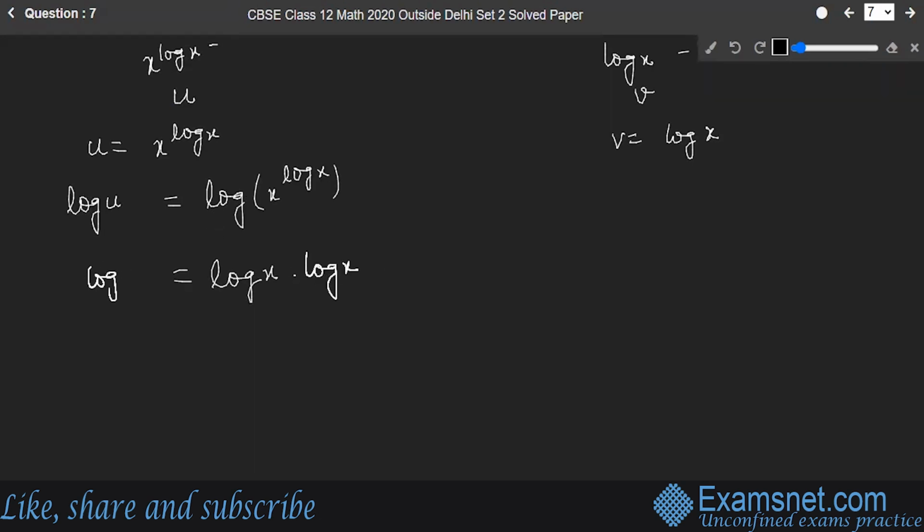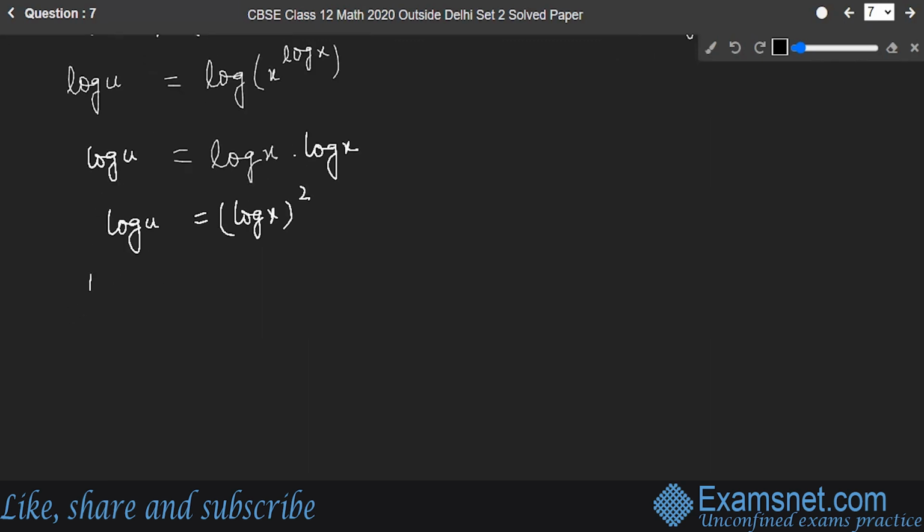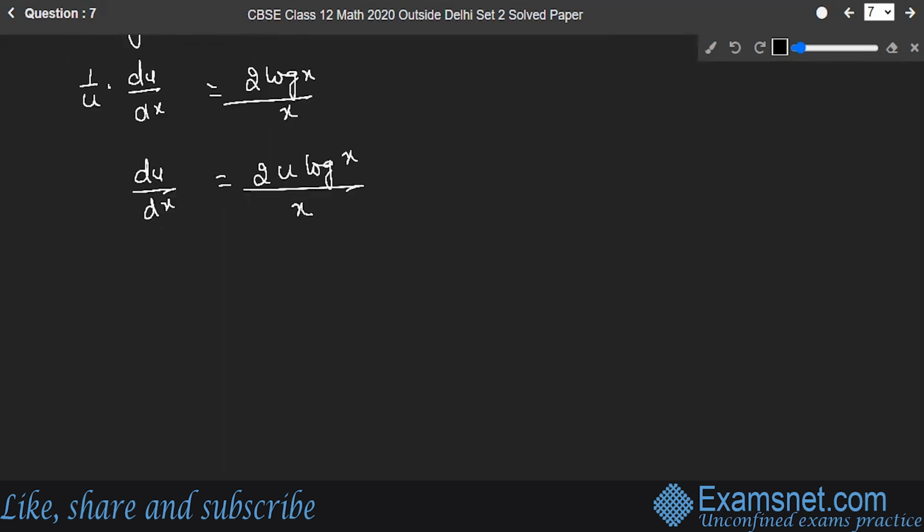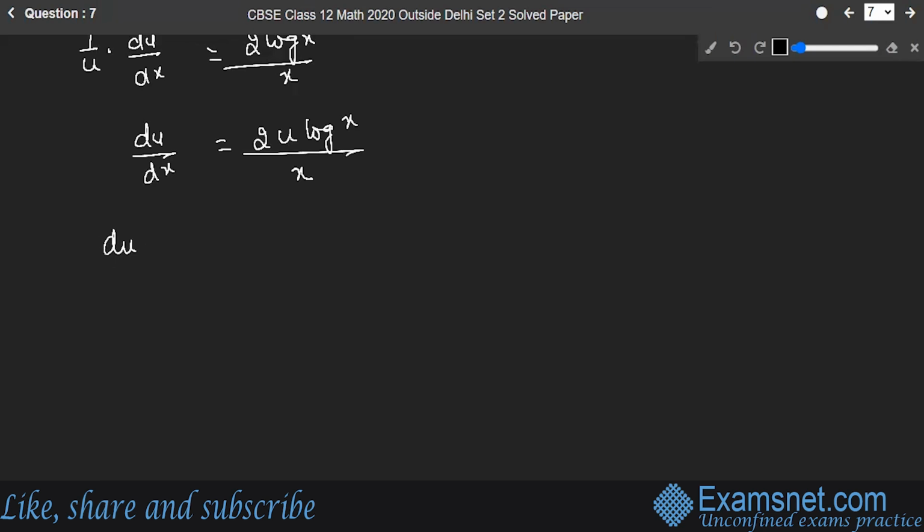This is equal to log of u. So log of u is equal to log of x whole square. Correct. Now differentiating both the sides with respect to x, you will have 1 upon u into du upon dx is equal to 2 log x divided by x, or du upon dx will be equal to 2u log x upon x, or I'll put the value of u.